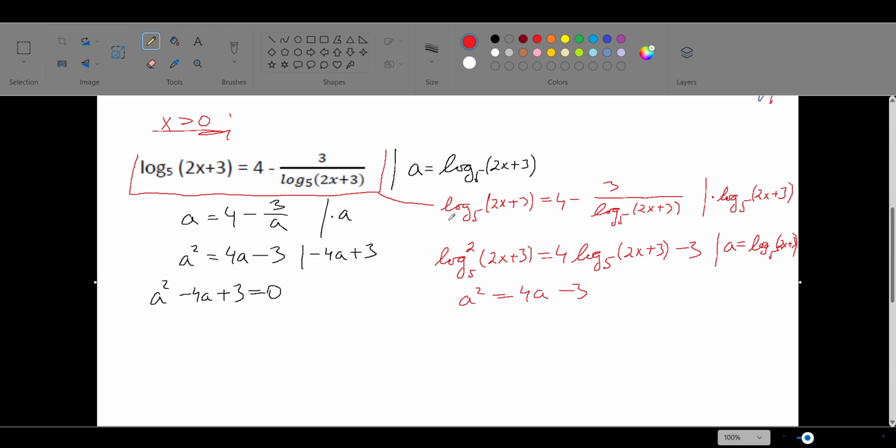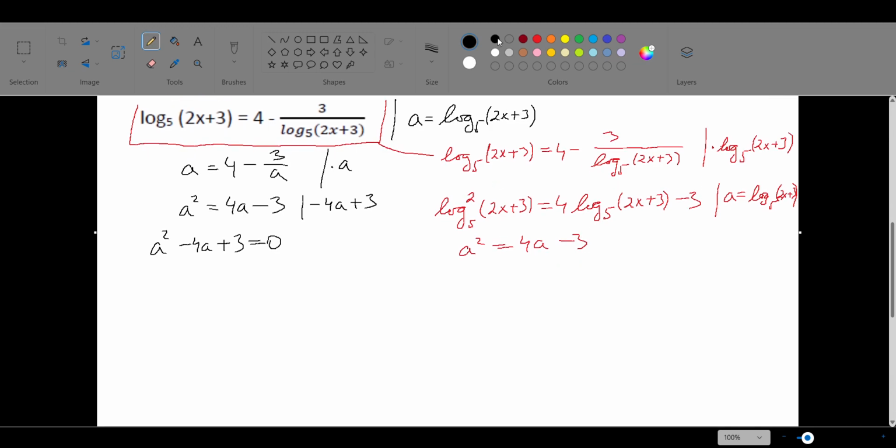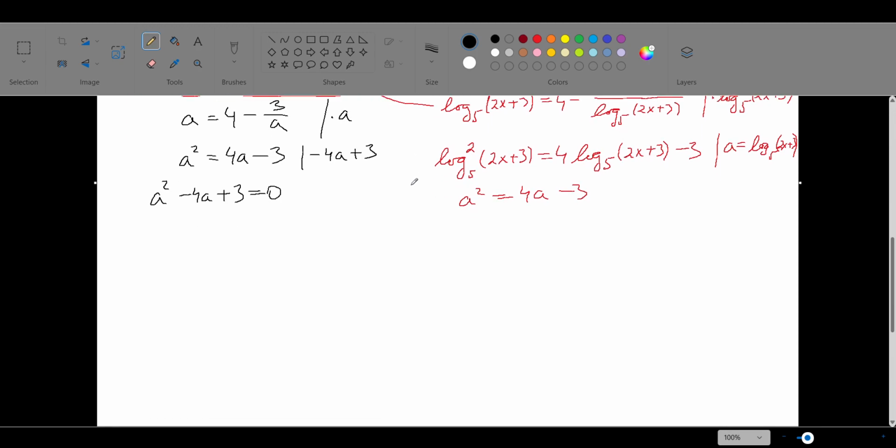I would probably prefer the first approach, but the second approach is very nice also, and as you can see, both of these approaches lead you to the same equation, which now should be solved. And this quadratic equation is very nice because it can be solved very easily by factoring, which means a take away 1 times a take away 3 should be equal to 0, because if you factor these two expressions, you will get the expression above.